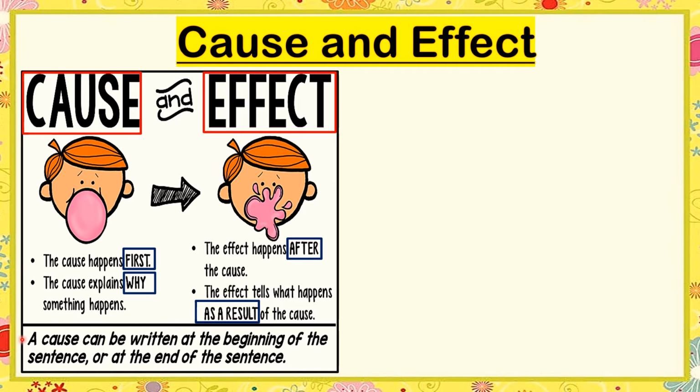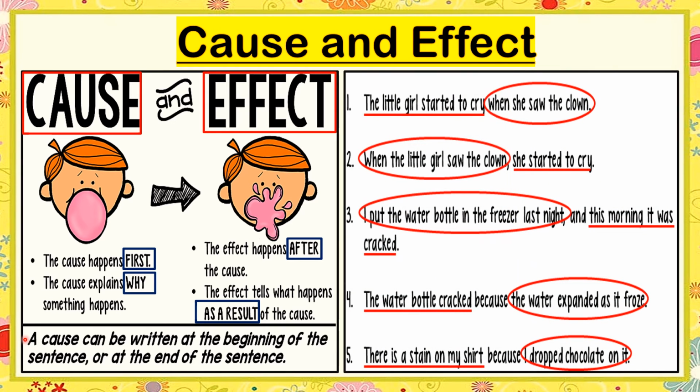But always remember that a cause can be written at the beginning of the sentence or at the end of the sentence. Let's see some examples. Number one, the little girl started to cry when she saw the clown. So what do you think is the first thing that happened? The little girl started to cry or when she saw the clown? So of course the cause is when she saw the clown. The girl started to cry.